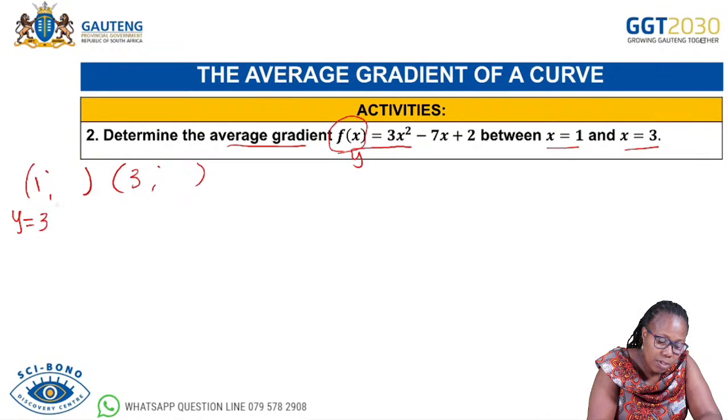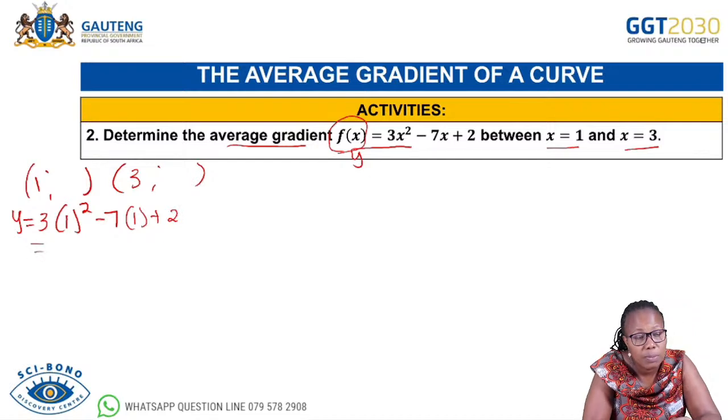And then that will be 3 into 1 squared minus 7 into 1 plus 2. And then basically that will be 3 minus 7 plus 2, which is how much? A minus 2.